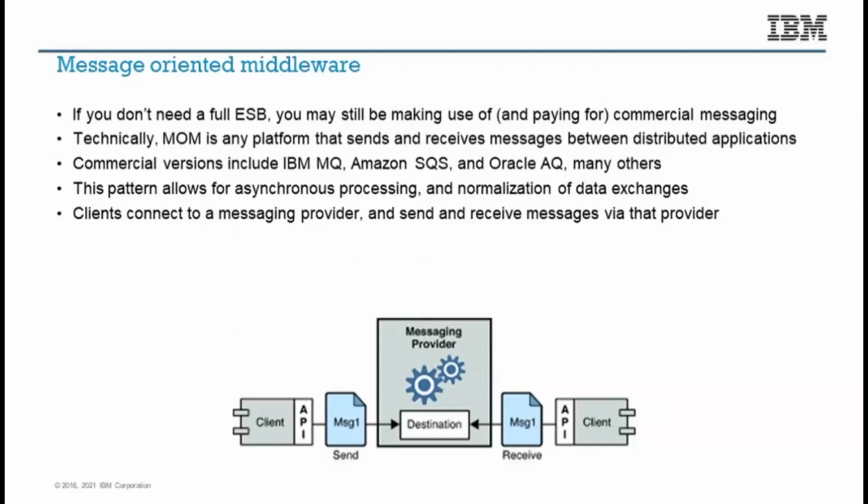Oftentimes companies don't necessarily need a full ESB that does all of those things listed on the previous slide, but they do need some kind of message-oriented middleware to mediate the messages between the different parts of their infrastructure, right? And there's commercial versions that have been around for a while. Amazon, Oracle, IBM, Red Hat even now has these commercial offerings that provide this message-oriented middleware.